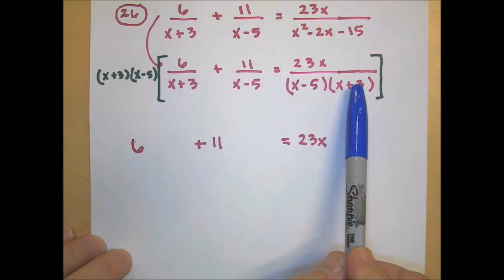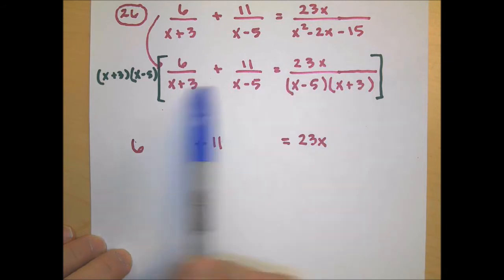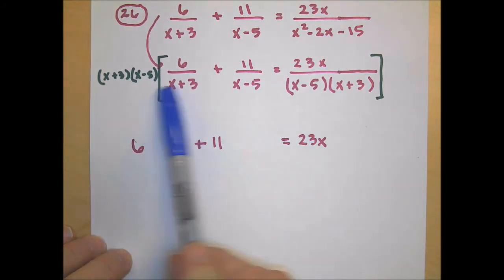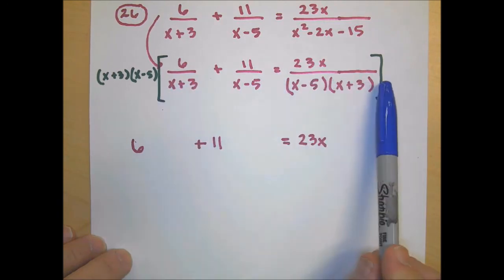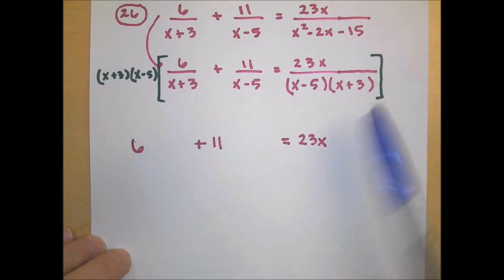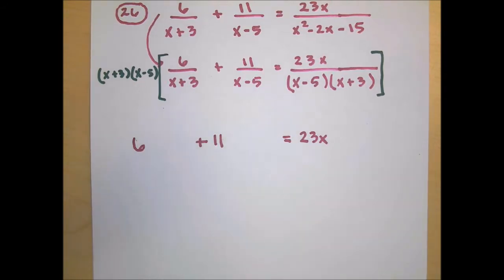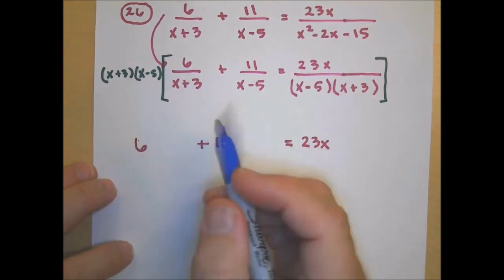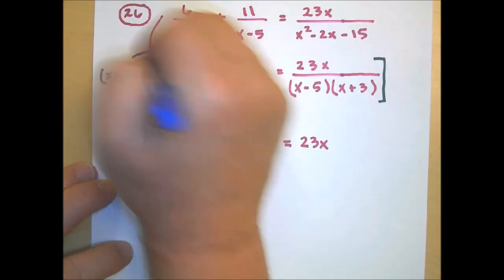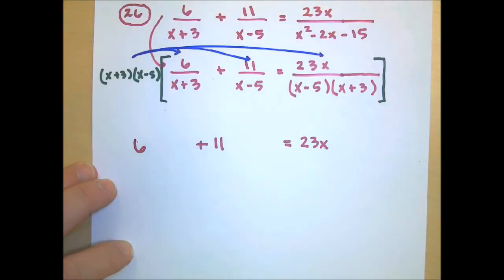So that tells me my least common multiple is the two binomials x plus 3, x minus 5. So that's what I'm going to multiply the entire term by. Because remember, the key is I want all the denominators to go away. So now that I'm going to do that, it's like I'm going to do this big distribution. This is going to go there, and it's going to go there, and it's going to go there.